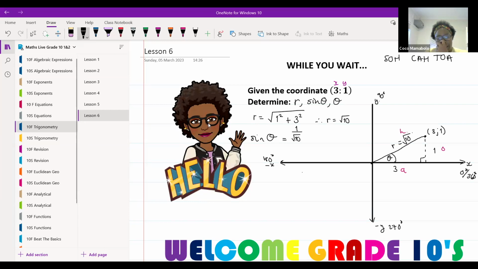And if I want to find theta, I know that theta is an angle. And I know whenever I look for angles, I must click shift. So I know that theta is going to equal, it doesn't matter which one of these I use. I could use sine, cos, or tan. It doesn't matter. I have all of them. So I'm going to use arctan of, and I remember tan is opposite over adjacent. So my opposite is 1 over my adjacent, which is 3.